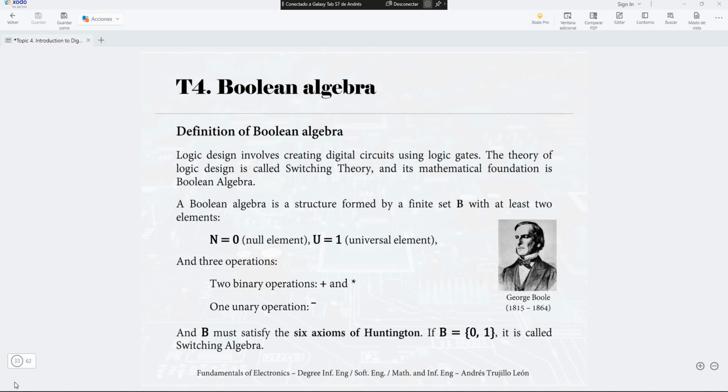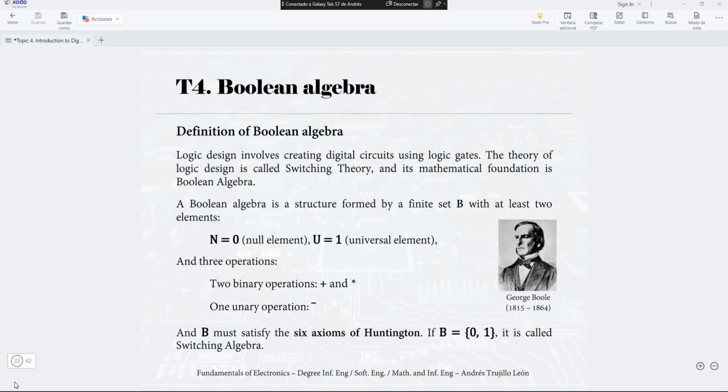Hello, this is the second lesson of Topic 4. Topic 4 is an introduction to digital systems, and the main objective of Topic 4 is to learn several ways of representing a logic function. We have already seen three ways of representing a logic function. The first one is the more straightforward, I think, that is the algebraic way, just writing the function is equal to x, for example, multiplied by y plus z, the equation.